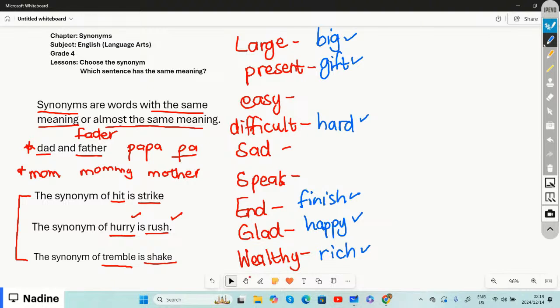What is another word for easy? Easy. If something is easy, it's as easy as pie, or it's as what is pie. And another word for sad. Yes, speaks. I didn't see that one. Talk. So talk is correct. I didn't see talk.